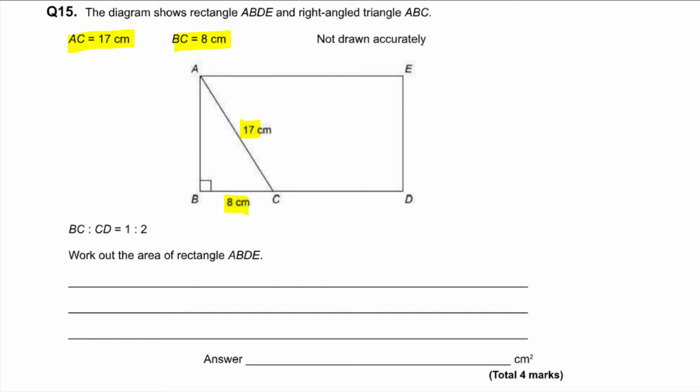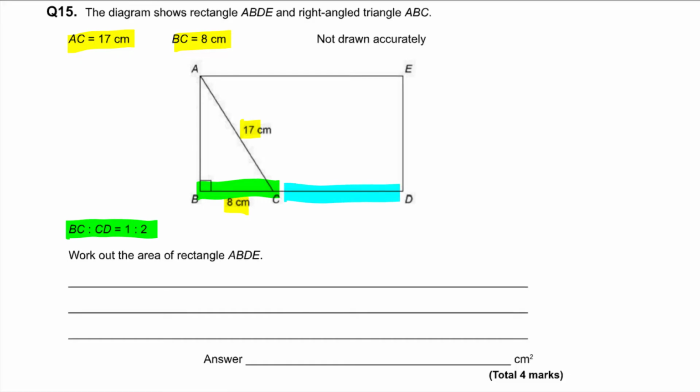So before I even look at these problems, I check the working in and make sure everything's on the diagram. Here's something that isn't on the diagram: the ratio of BC to CD is 1 to 2. So where's BC? BC is down there, and CD is over there. So I've got BC and I've got CD over there.